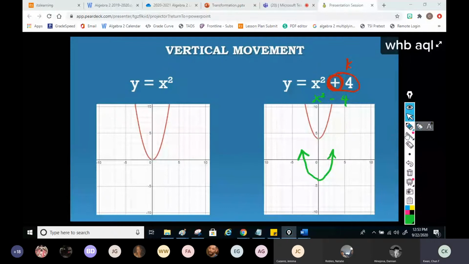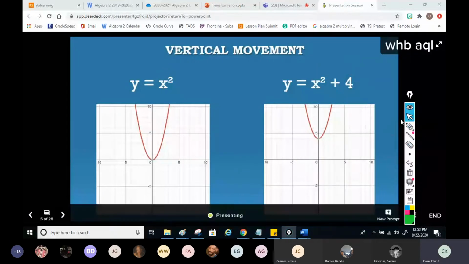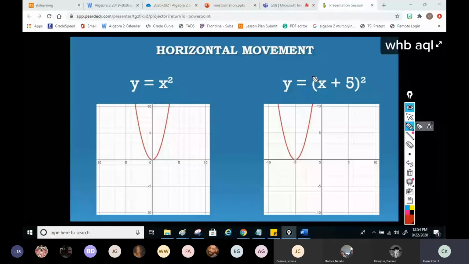All right, so that's for the vertical movement. What about the horizontal movement? So the horizontal movement, left and right, we only care about the number in between the x and the square. So we're going to need to put a parenthesis around this, okay? We need to put a parenthesis around it. But whatever number that is in between the x and the square, right here, this is the number h.